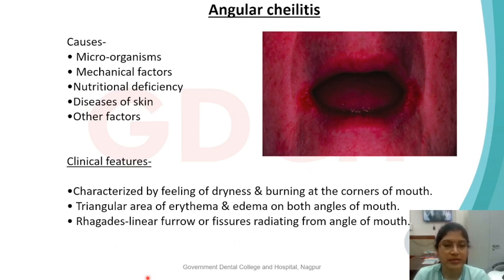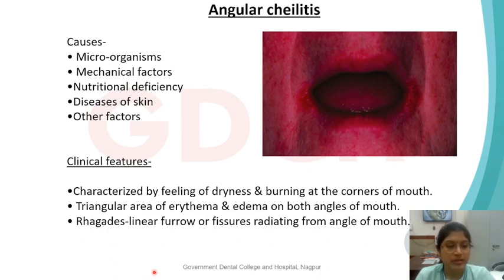The mechanical factors can be like in patients who are completely edentulous. So they have creases at the corner of the mouth. Because of those creases, there can be accumulation of saliva, which can lead to growth of microbes in that area. In nutritional deficiency, like various B complex deficiency or iron deficiency anemia, angular cheilitis is a common finding. Then diseases of skin like psoriasis and other factors could also lead to angular cheilitis.